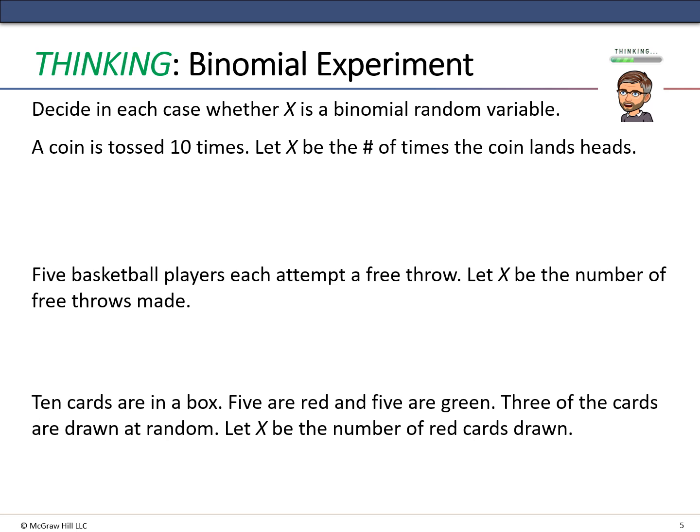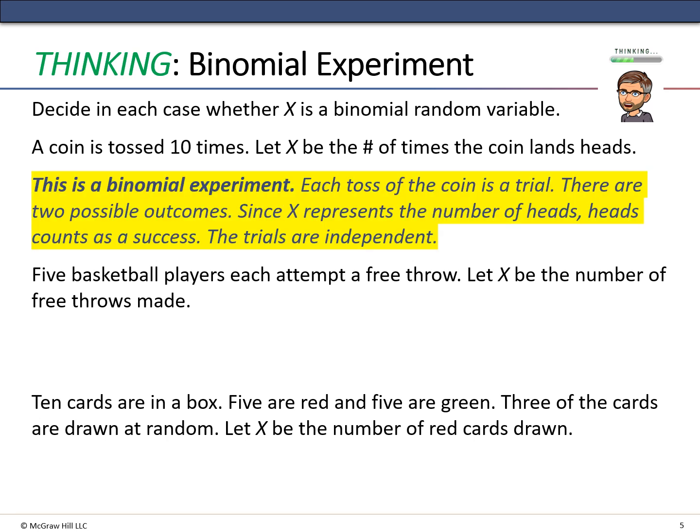So see if you can think about each of these cases and determine whether it's a binomial variable. Hit pause now and try. A coin is tossed 10 times. Let x be the number of times the coin lands on heads. This is a binomial experiment. We've got a fixed number of tosses. Each toss of the coin is a trial. There are 2 possible outcomes, heads or tails. Since x represents the number of heads, heads would be counted as a success, and the trials are independent. That means that each time you flip the coin, you have the equal likelihood or equal probability of success.